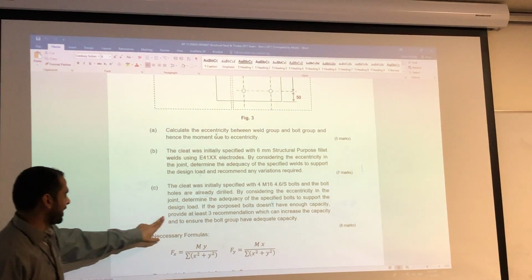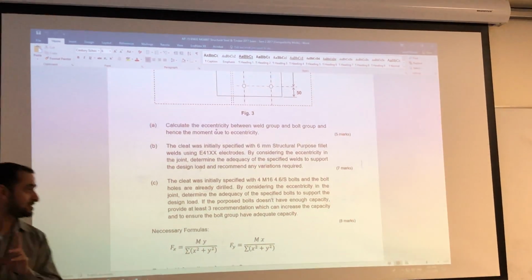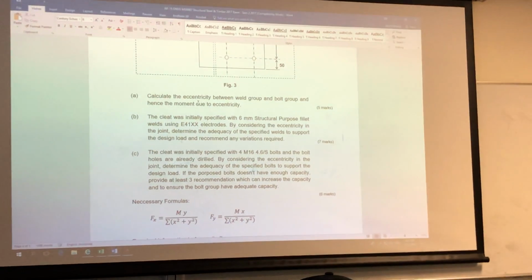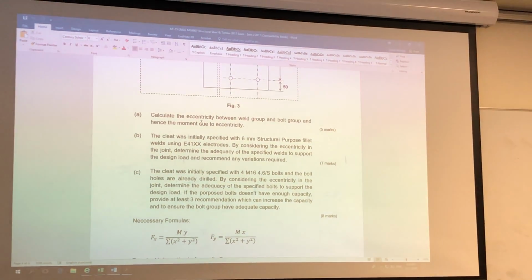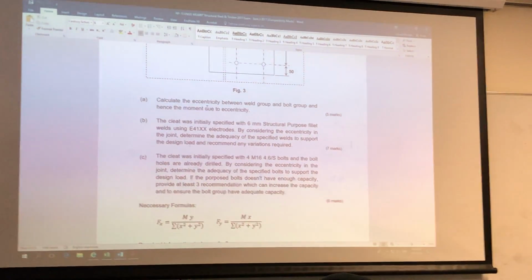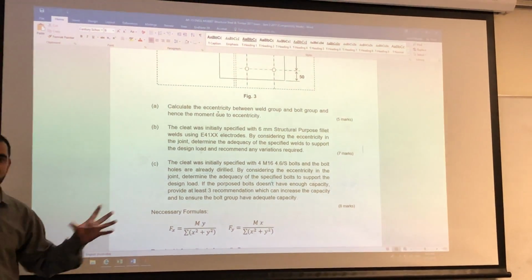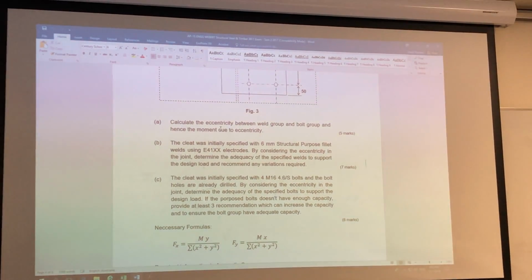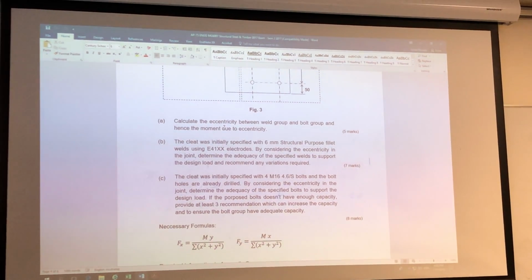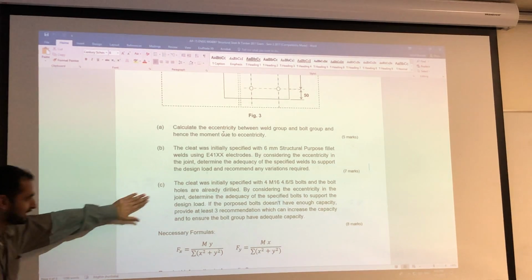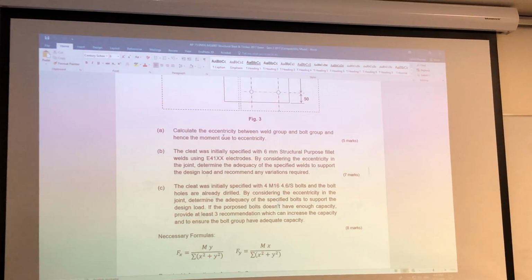Doesn't have enough capacity, provide at least 3 recommendations. If you don't do those 3 recommendations, you get less marks, right? You have to think outside the square. So it's more about whatever I talk about here; the answer will be based on what we talk about, what I told you, based on experience from the industry. So based on that, you have to answer that.